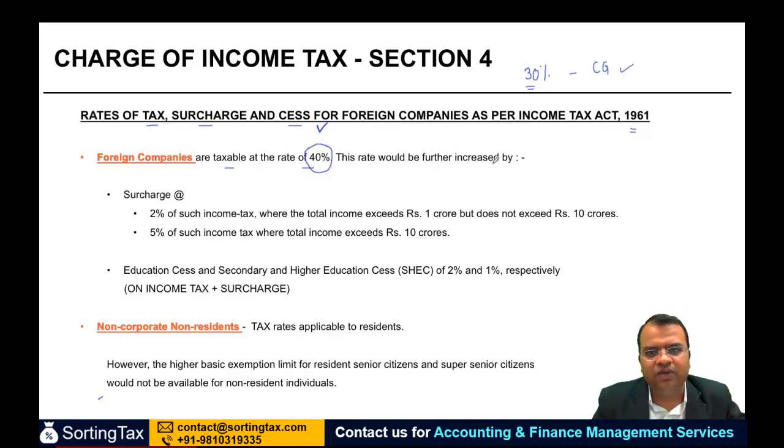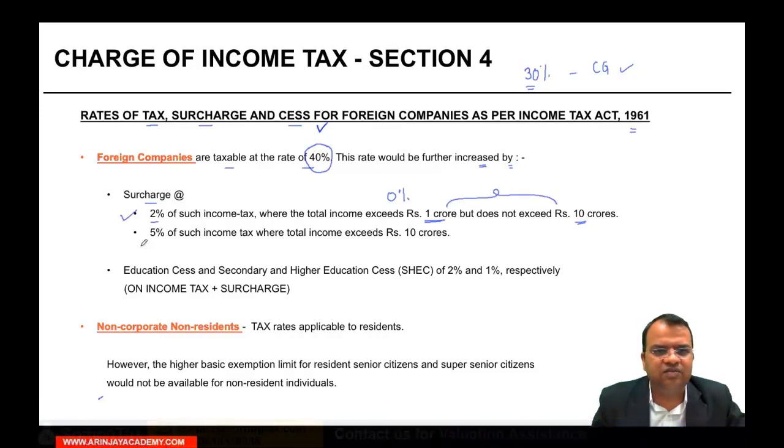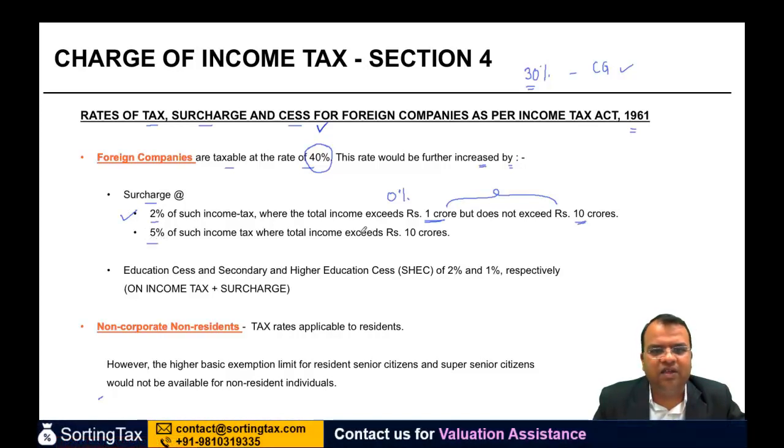This rate would be further increased by a surcharge at the rate of 2% where total income exceeds rupees 1 crore. What does this mean? If the total income does not exceed 1 crore, then the surcharge rate is 0%. If it exceeds 1 crore but does not exceed 10 crores, and you fall within this bracket, 2% surcharge, but 5% if the total income exceeds 10 crores, and 0 if the income is below this slab.